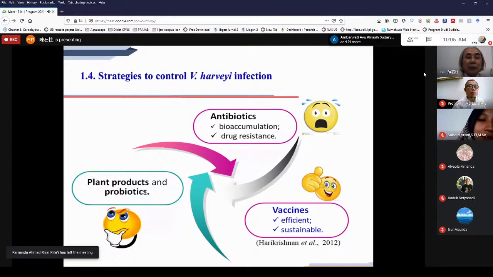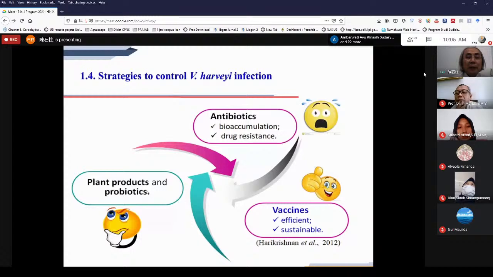Like when we drink yogurt, I think yogurt is better than milk because yogurt contains probiotic. Currently, there are so many different brands of probiotic commercialized by so many different companies. So you should choose the right probiotic for your fish, okay?